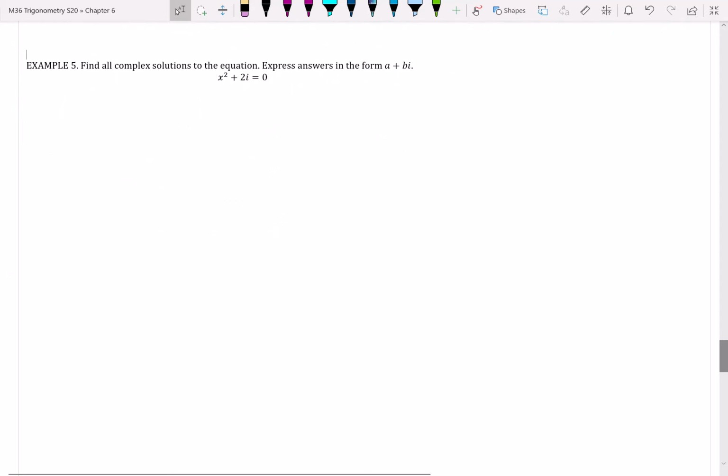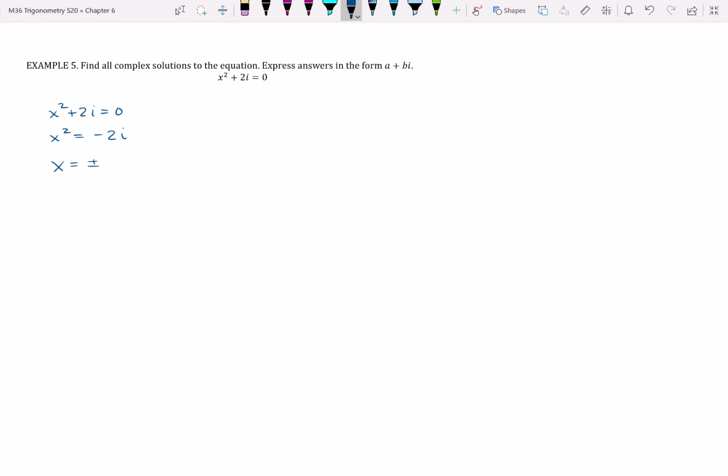Find all the complex solutions to the equation and express the answers in a plus bi. Okay. So here's my equation, and it looks pretty similar to the previous one. So we have x squared plus 2i is equal to 0. So I'm going to start by solving for x. So we get x squared is equal to -2i. And again, in order for me to solve for x, I have to take the square root of both sides, which gives me this plus or minus, right?